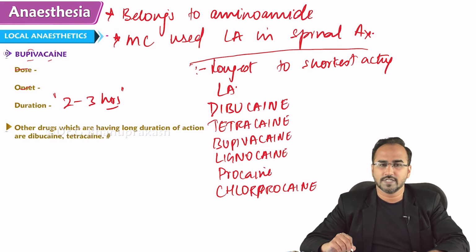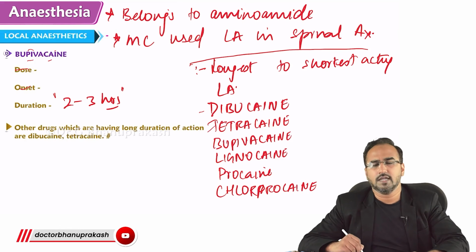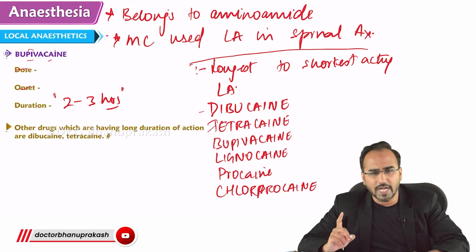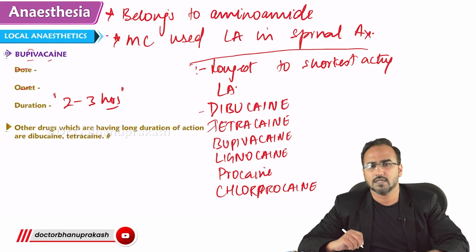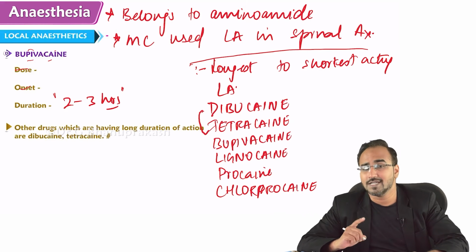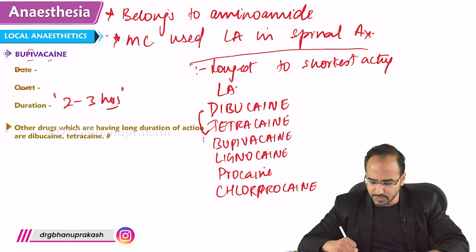Okay. So which is the longest, guys? Dibucaine. Second, Tetracaine. When you have Dibucaine and Tetracaine available as an option, why do you choose Bupivacaine? Remember, even though Dibucaine and Tetracaine are the longest, these are the most toxic local anesthetics. Hence, most commonly we choose what?